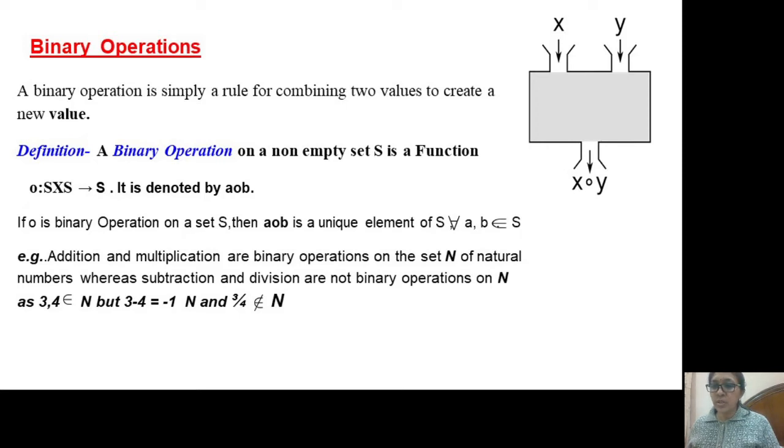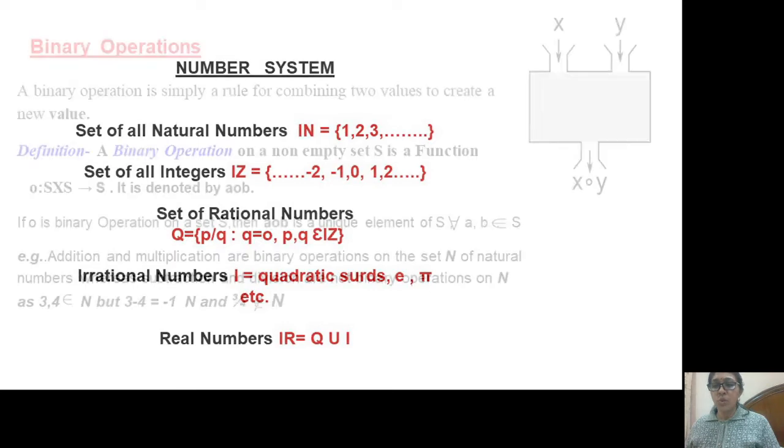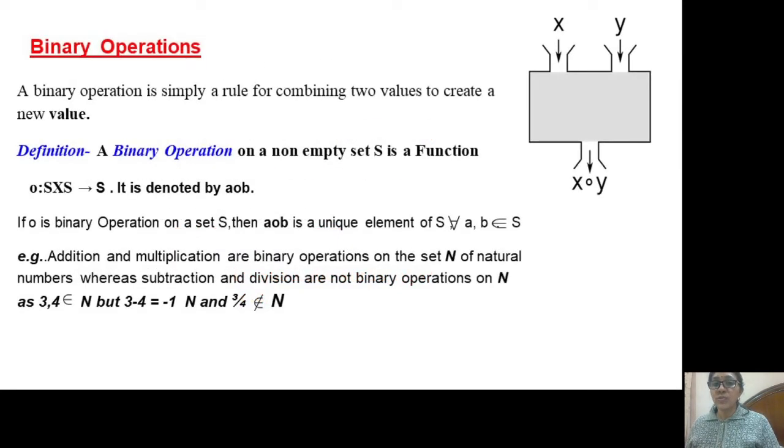But what about subtraction? If you subtract two natural numbers, is the result always a natural number? No, it is not. It may not be. For example, 3 minus 4, that is minus 1, is not a natural number. It does not belong to the set of natural numbers, as natural numbers start from 1, 2, 3 and so on. So 3 minus 4 does not belong to N, whereas 3 and 4 both were natural numbers. So subtraction on the set of natural numbers is not a binary operation. This was just a recap of the definition of binary operation.